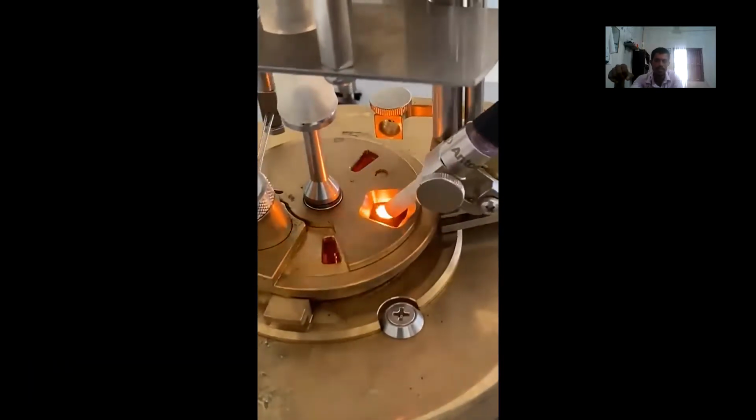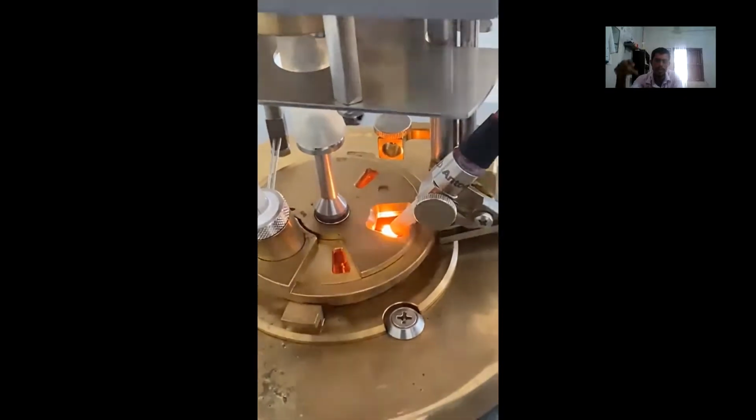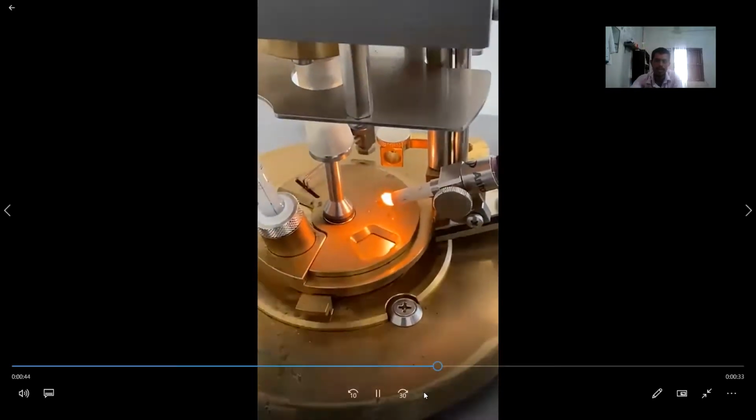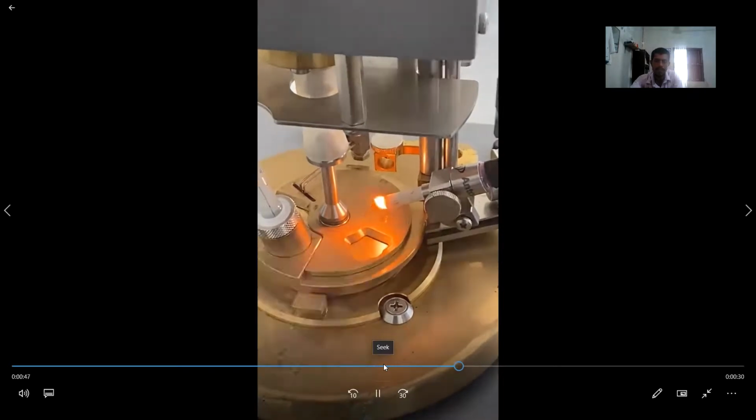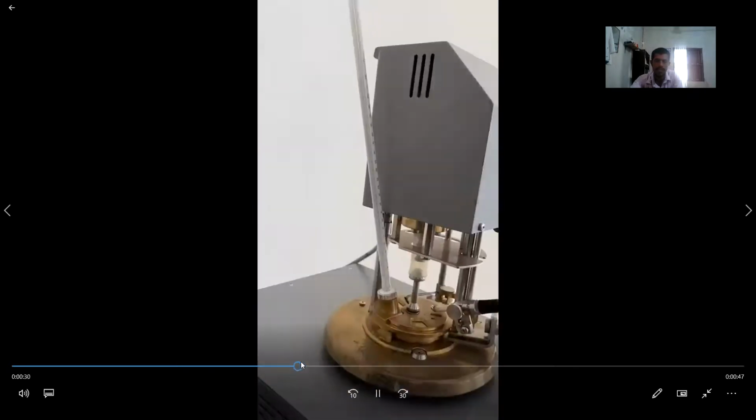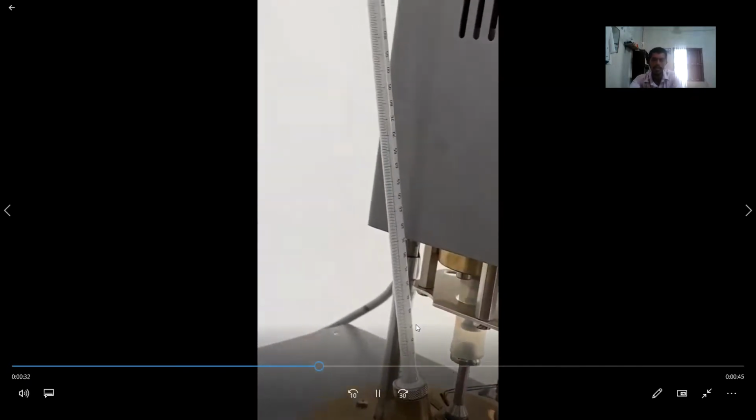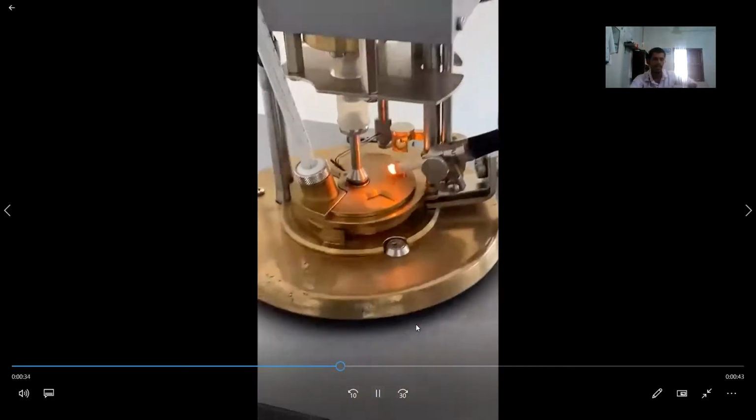When you move the lever, it will automatically open and go into the cup. Right? Did you hear that sound?